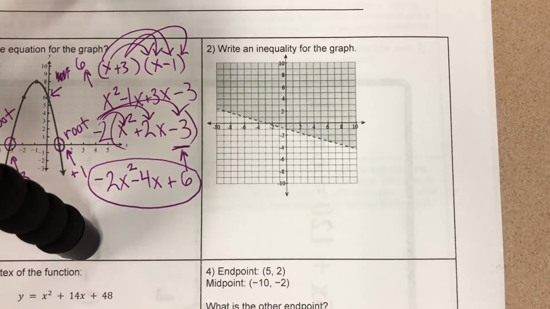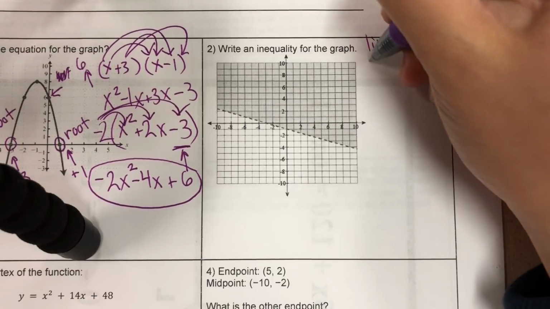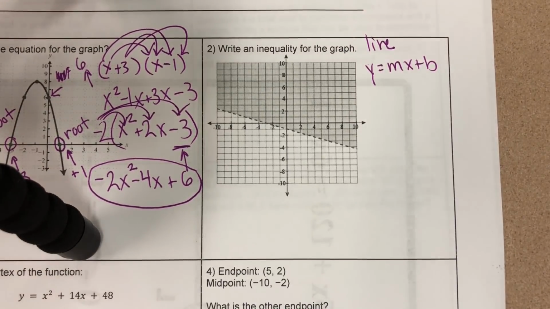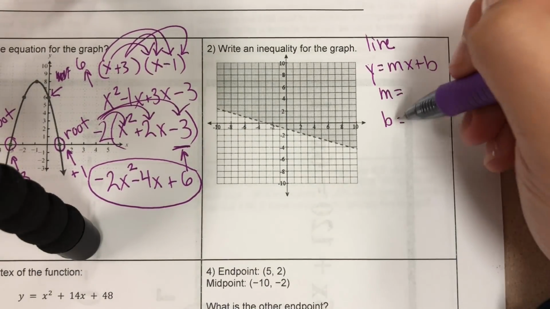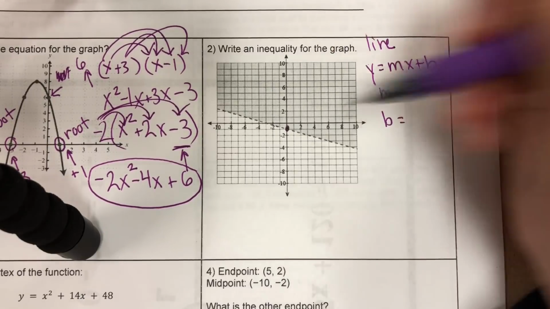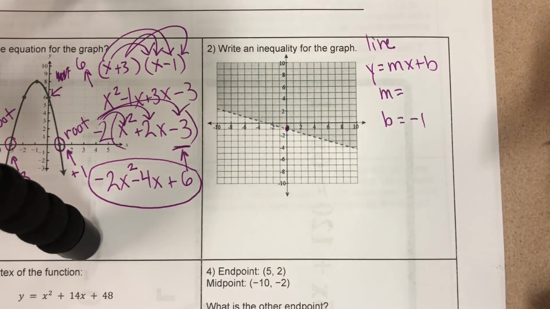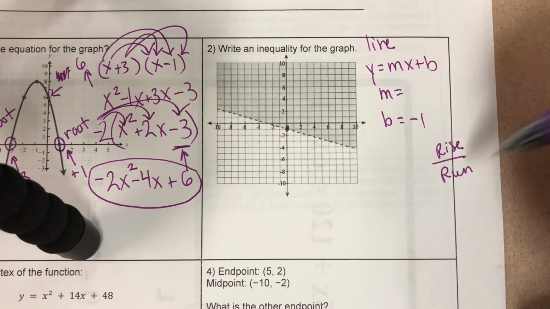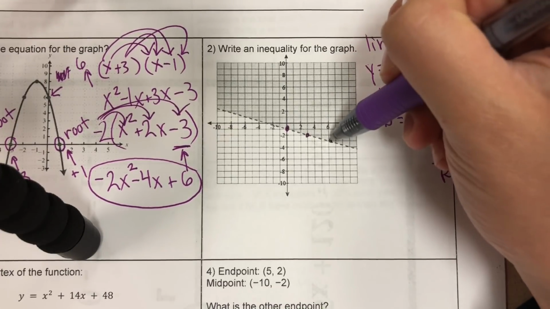Okay, this is an inequality, but it's the exact same thing as finding a line. I know that a line is in the form y equals mx plus b. So all I really need to know is what m equals and what b equals. B is the y-intercept, and I see that right here. It is -1. And then to find m, I'm just looking for rise over run. So all I need is 2 points. I have one here. Let's make a couple more points.